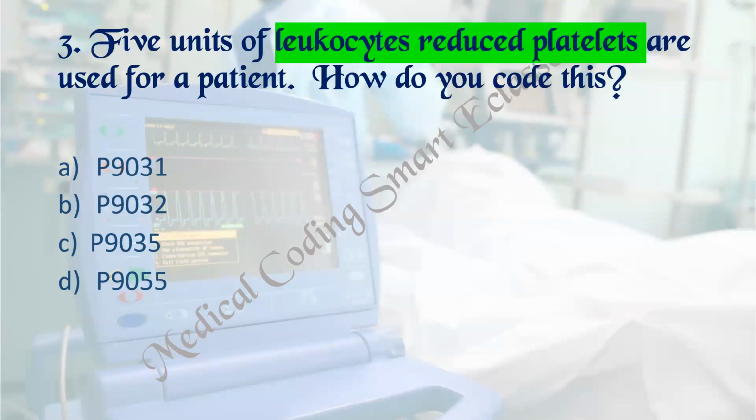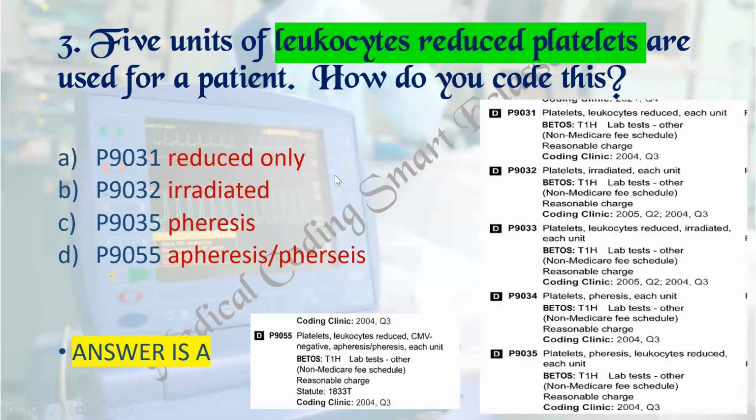5 units of leukocyte reduced platelets are used for a patient. Looking at this, P9031 is platelets, leukocytes reduced, each unit. P9032 the term is irradiated. P9035 versus P9055, apheresis can be seen. So our question is reduced platelets, and we have only one option with reduced, that is option A.